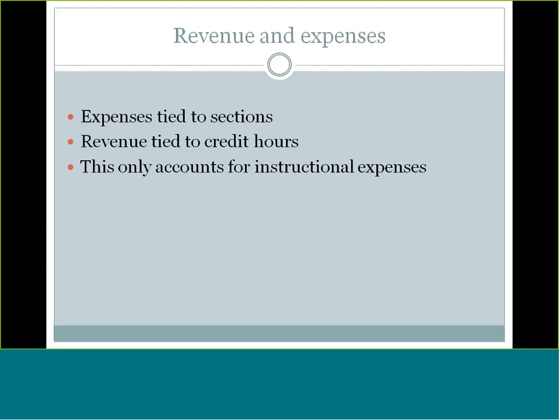And then for anybody financial in the group, your expenses get tied to sections and your revenue gets tied to credit hours. So you can just shoot your CFO an email and say, what are your expenses per section and what's your revenue to credit hours? And while that'll only account for instructional expenses, you can account for instructional expenses now and in a redesign, and start being able to talk really concretely about the financial impact of what it is that you're proposing to do.